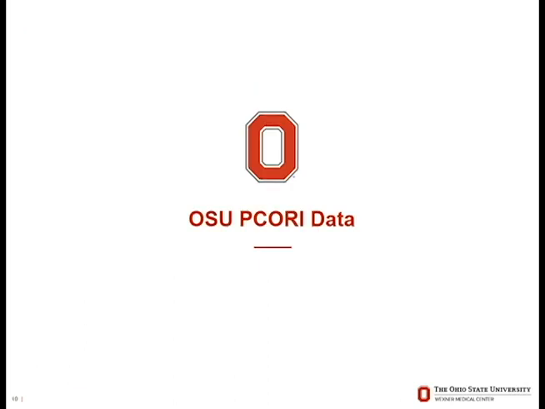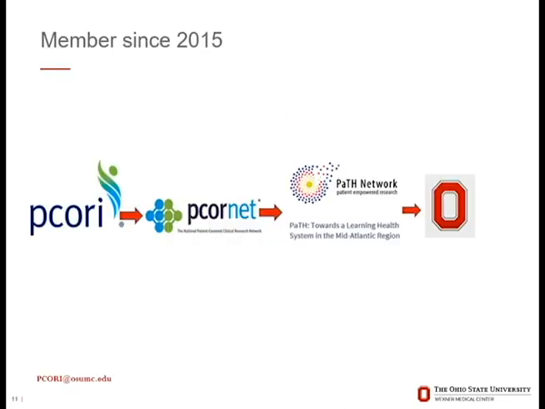The next set of data that you can access for research purposes is called OSU PCORI data. PCORI, some of you might be familiar with it. PCORI stands for Patient-Centered Outcomes Research Institute, and it has a clinical research network known as PCORnet, or Patient-Centered Outcomes Research Network. PCORnet consists of a lot of partner networks inside it, and one of the partner networks is called the PATH network. We are a member of the PATH network. That is how we have joined PCORI.